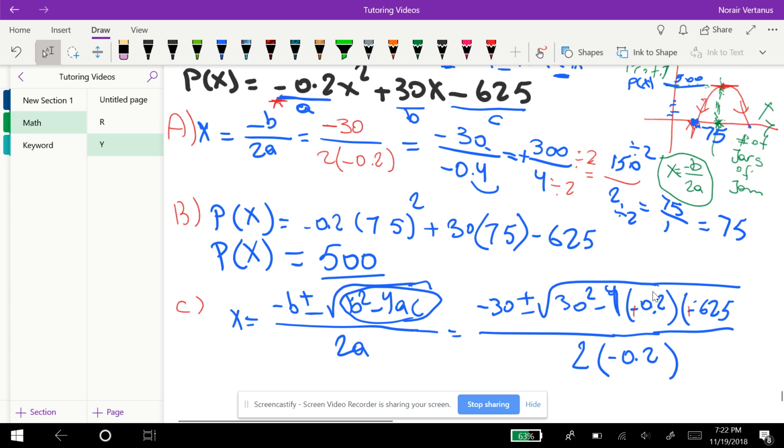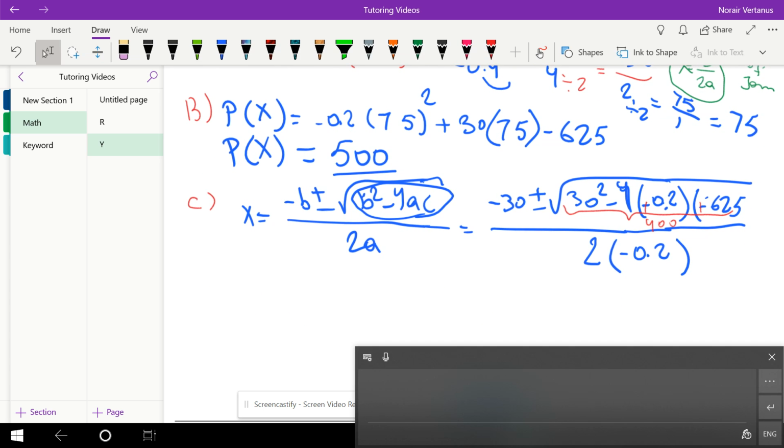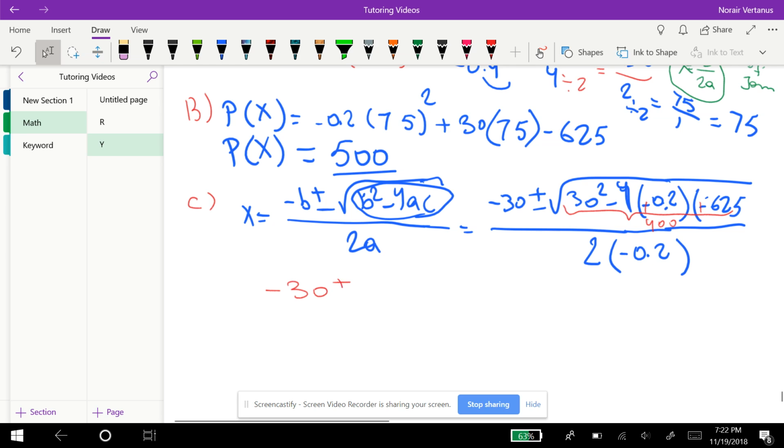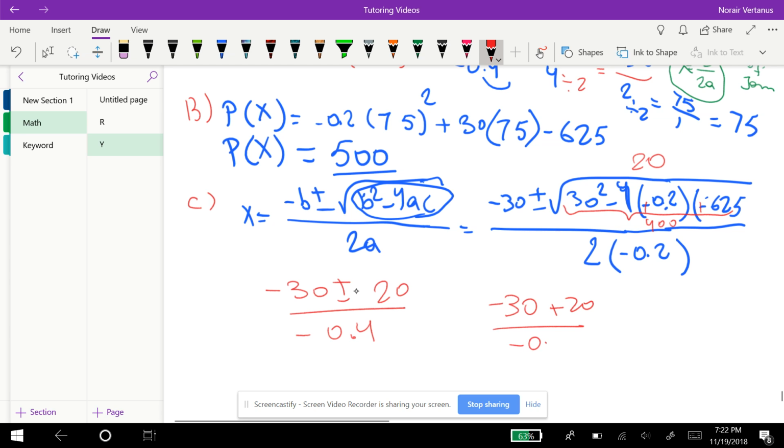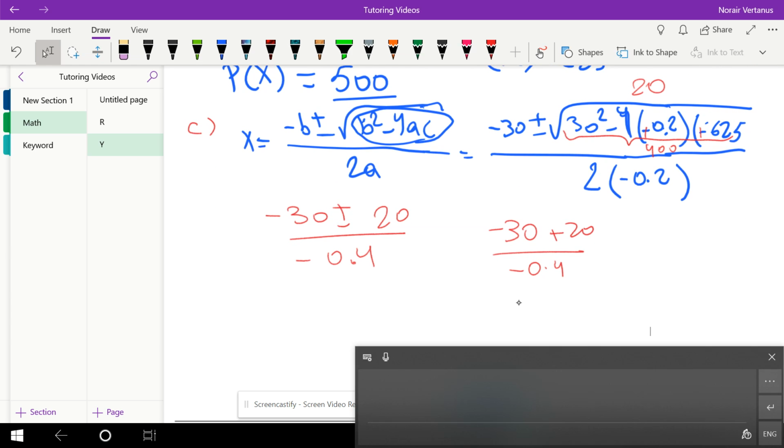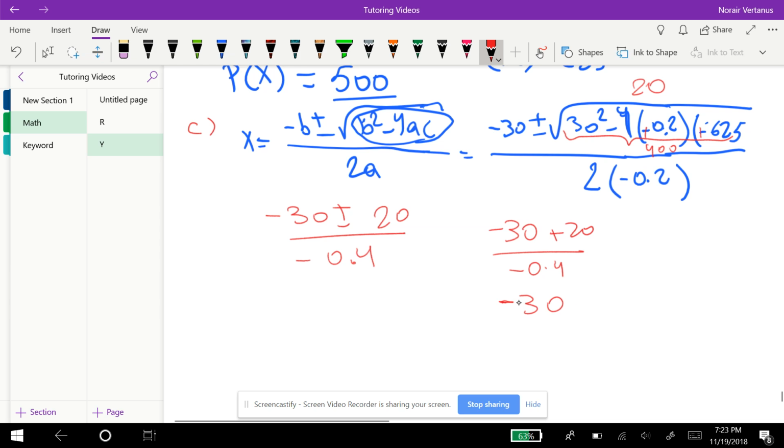Okay, awesome. So this whole thing comes up to 400. So that reduces to negative 30 plus or minus the square root of 400. What is the square root of 400? It's 20, because 20 times 20 is 400. That's going to be negative 30 plus or minus 20 over negative 0.4. So this means there are two answers: negative 30 plus 20 over negative 0.4, and negative 30 minus 20 over negative 0.4.